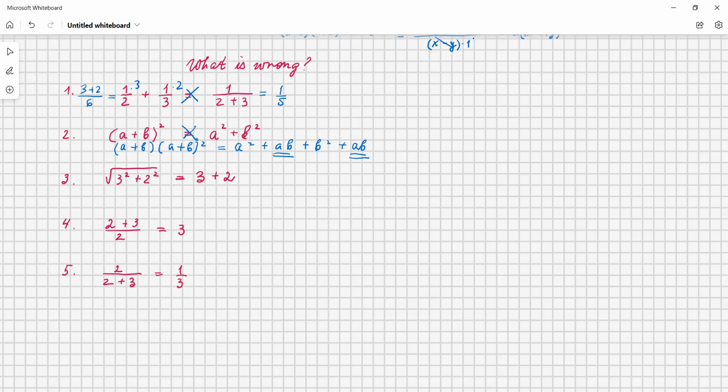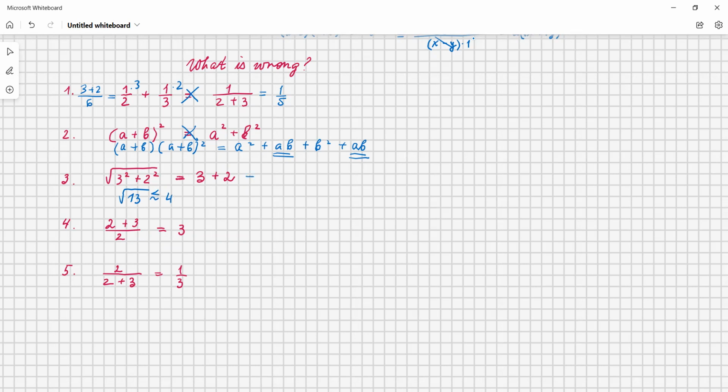Root extraction. Well, what are we actually going to have over here? 3 squared is 9. 2 squared is 4, so we are going to have a square root of what? 13. Well, the square root of 13 is a little bit less than 4, about 4, but actually less than 4.